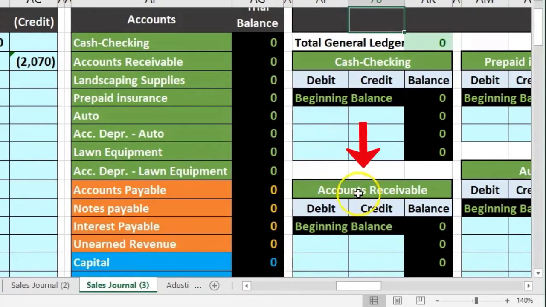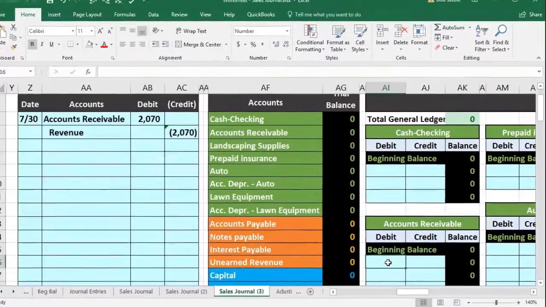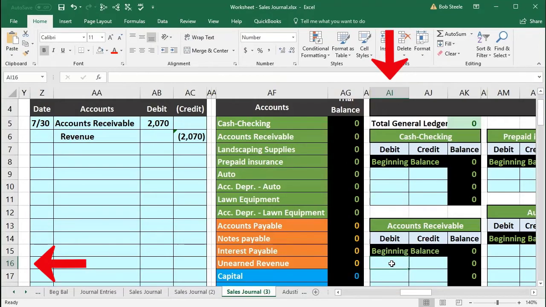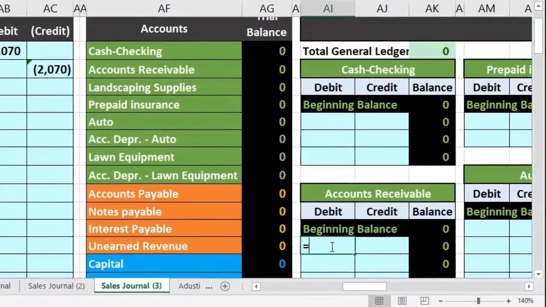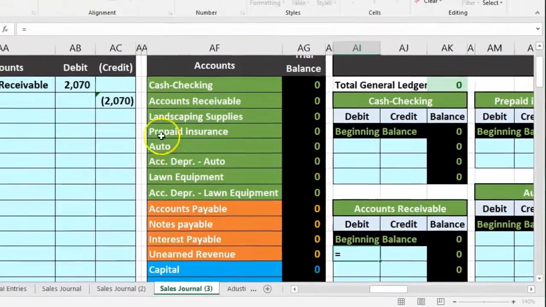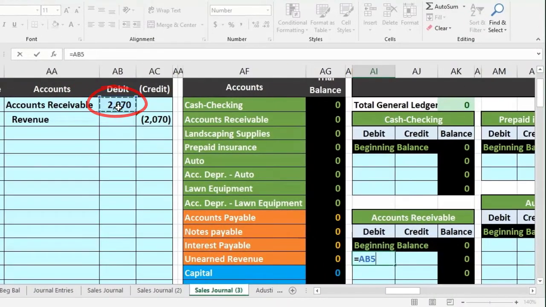So here's the general ledger. We're in accounts receivable, the second account. It's going down and then over, so cash, accounts receivable, and so forth. And then we're going to go here to AI16. We're in AI16. Going to use a formula, equals, and we'll point to this 2070.